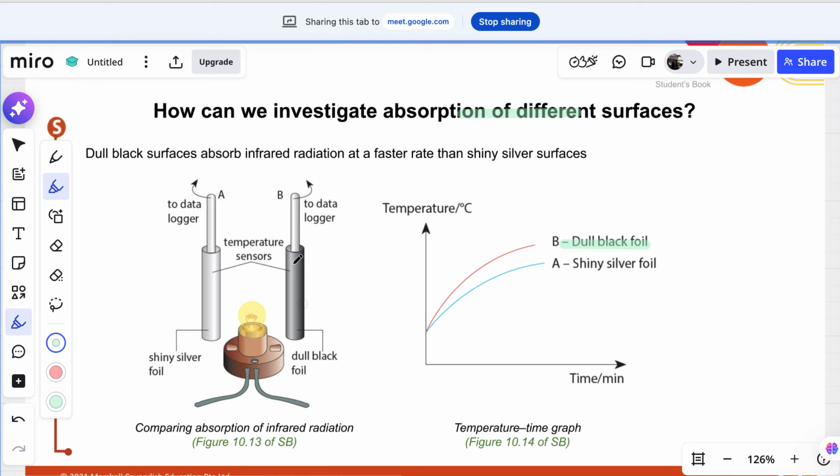And then number 2 is surface temperature. The higher the temperature, the faster the rate of emission, and the faster the rate of absorption. And the other one is the surface area. The wider the surface area, the faster the rate of emission, and so on and so forth. So these are the three factors.